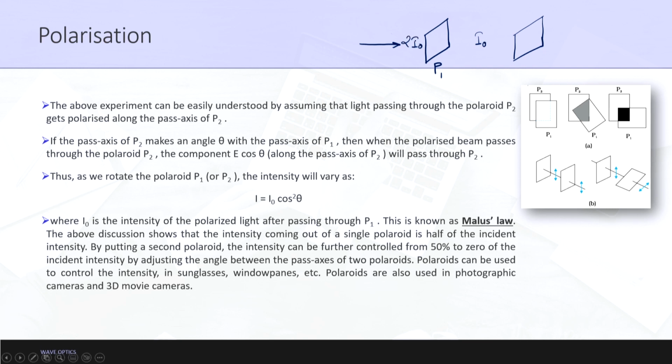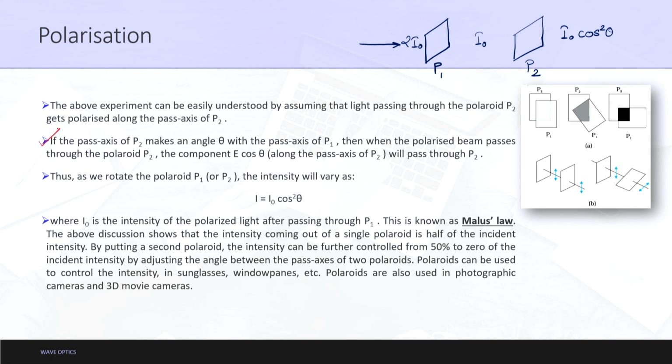Then the intensity after the light has passed through Polaroid P2 will depend on the angle between P1 and P2. What is the angle between the axes of P1 and P2? That angle is theta. So, the intensity will be I naught cos square theta, where theta is the angle between them, as written here. Please look over here.